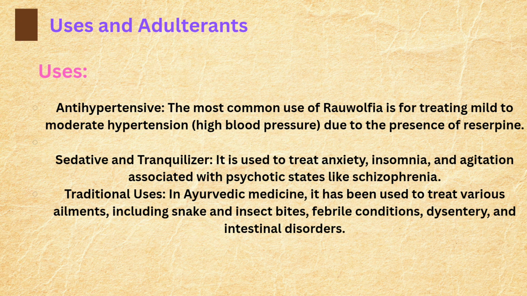Uses and adulterants. Uses: Antihypertensive. The most common use of Rauwolfia is for treating mild to moderate hypertension, high blood pressure, due to the presence of reserpine. Sedative and tranquilizer: it is used to treat anxiety, insomnia, and agitation associated with psychotic states like schizophrenia.